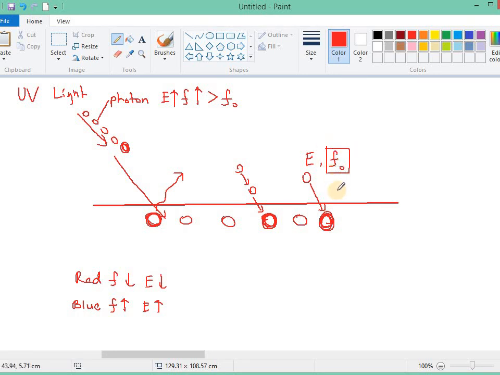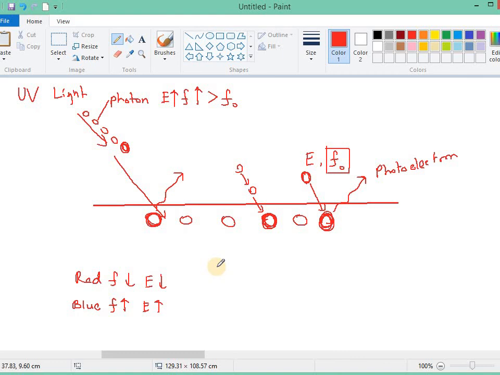That means if the frequency is equal to or higher than the threshold frequency, then the photon will carry enough energy for the electron to escape the metal surface and become a photoelectron, or we have a photoelectric effect. Okay, get the idea. So that is why we have the four characteristics of the photoelectric effect.